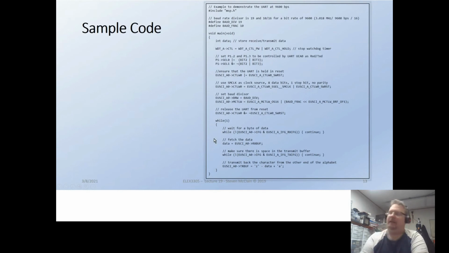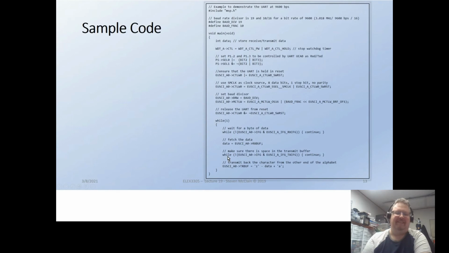Now in an interrupt situation, some of this stuff might actually happen in the interrupt, and instead of having these busy loops, the busy loops would disappear because essentially you'd be getting interrupts. Maybe main ends up with an empty while again.